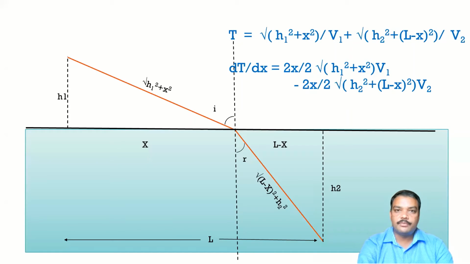On differentiating the above expression with respect to x, dT by dx is equal to 2x by 2 into square root of h1 square plus x square into v1, minus 2(L minus x) by 2 into square root of h2 square plus (L minus x) whole square into v2.